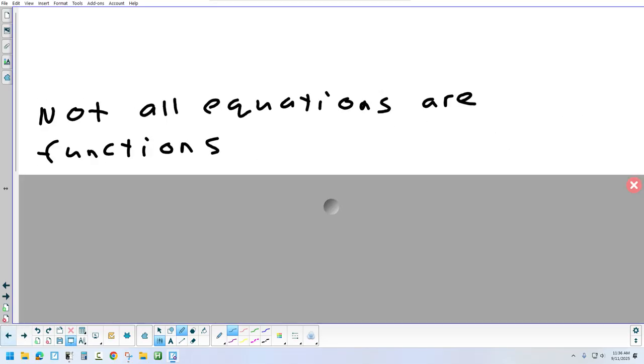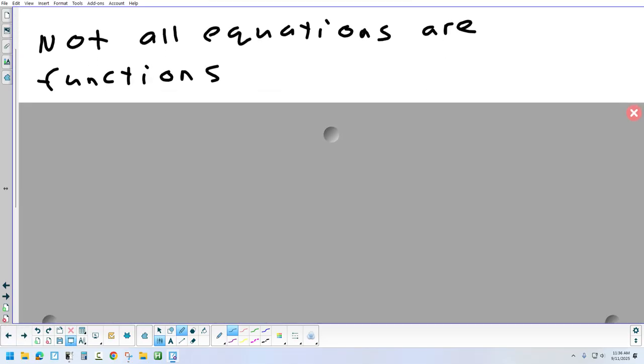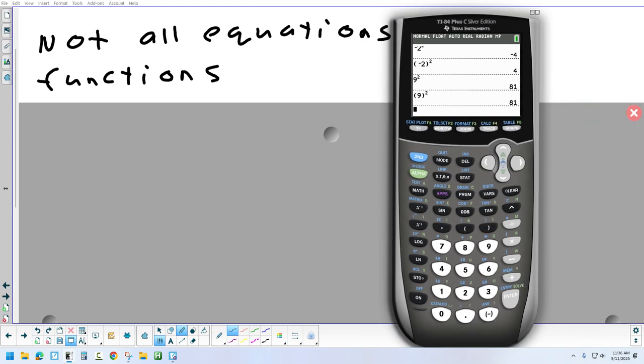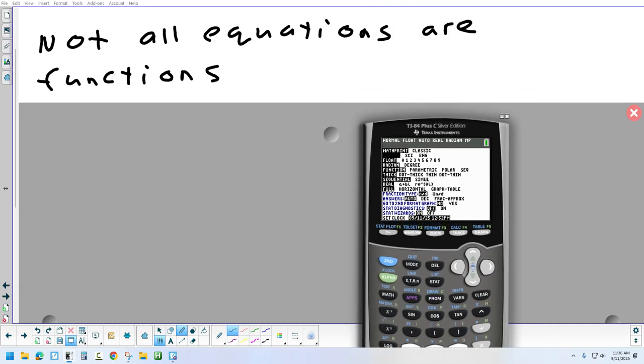Okay, so last one. I told you earlier that not everything that you can draw is a function. Now, if you turn the calculator on and press the mode button, the button next to second, right at the top, you'll notice that it says function. This calculator can only draw things that are functions if it's in the mode called function. That means it can't draw anything that's not a function.